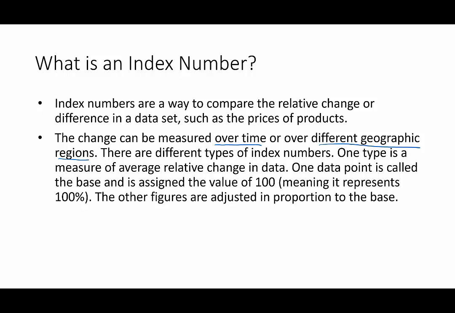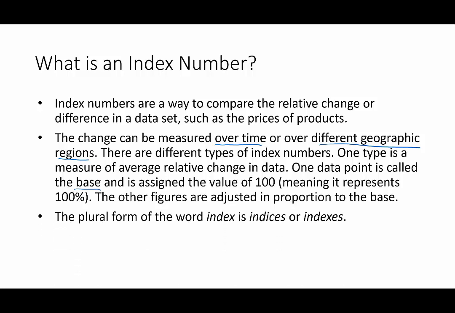There are different types of index numbers. One type is a measure of average relative change in data. One data value is called the base. So this is important. We have to decide, okay, we're focusing in this video on over time. So what year do we want to be the base year? We decide that, and then that is assigned the value of 100, meaning it represents 100%. The other figures are adjusted in proportion to that base. So then we can compare everything based on whatever the chosen year is.